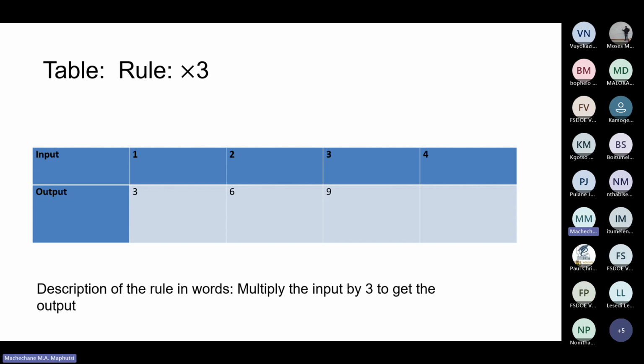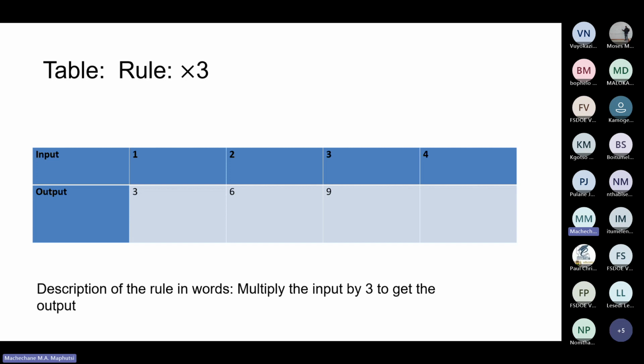Okay, now we are going to look at a table, because patterns can be shown in different ways. We can represent them in different ways. So now look at the table. I have the inputs and the output, as you can see there.